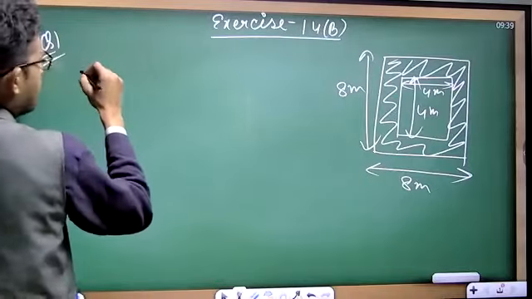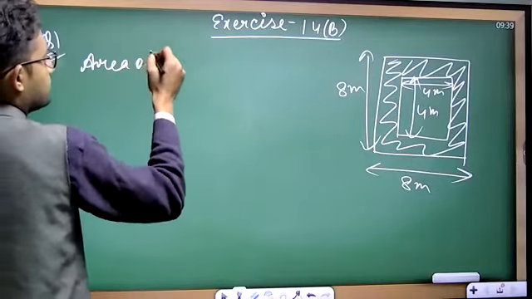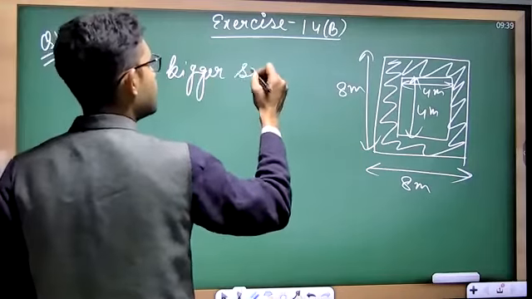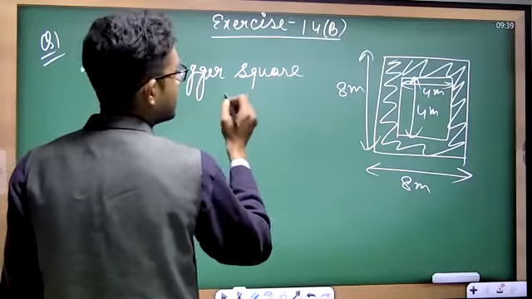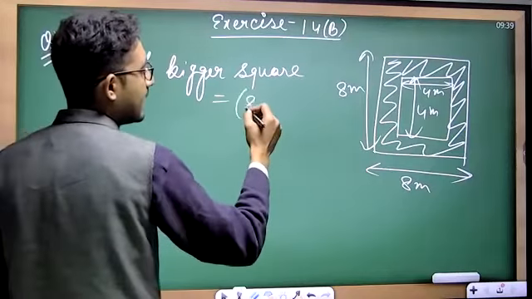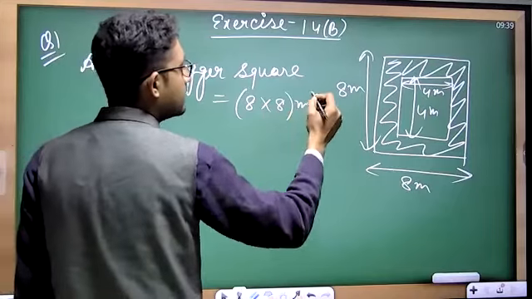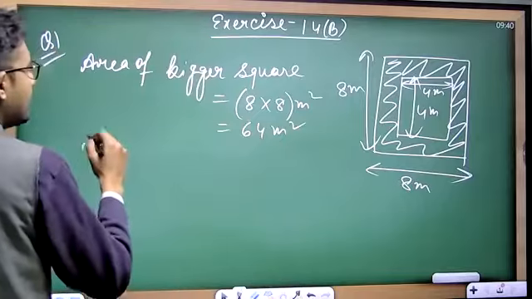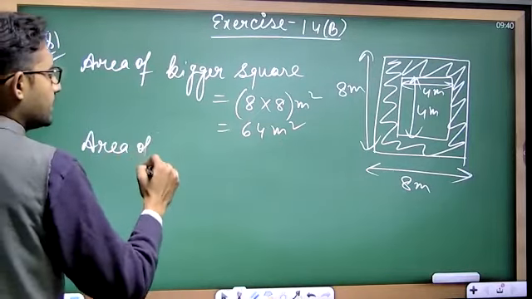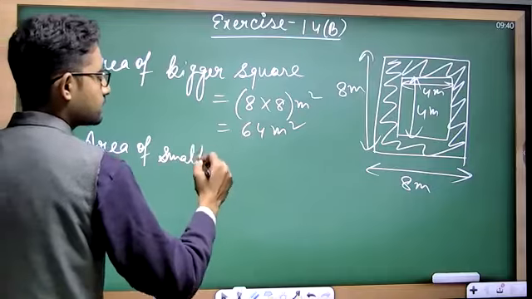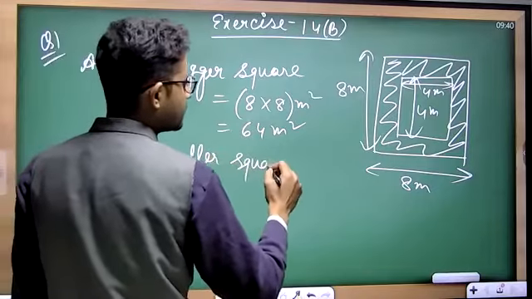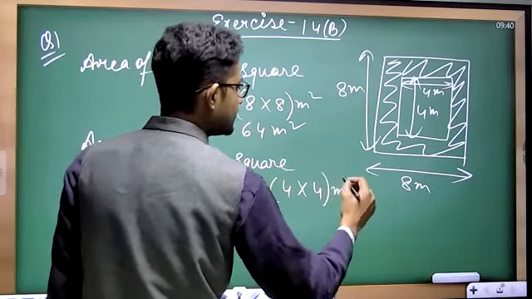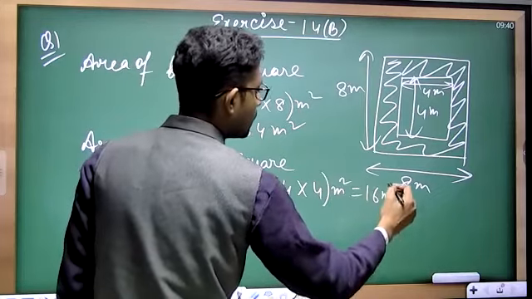So let's see. Area of bigger square, that is how many? Side multiplied by side, that is 8 multiplied by 8, that is how many? 64 meters square. That is the area of the bigger square. And area of smaller square is equal to 4 multiplied by 4, that is 16 meters square.